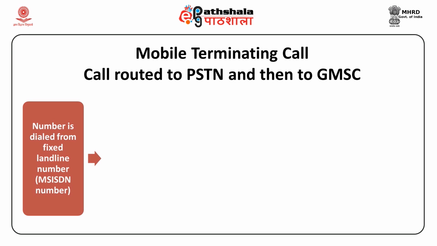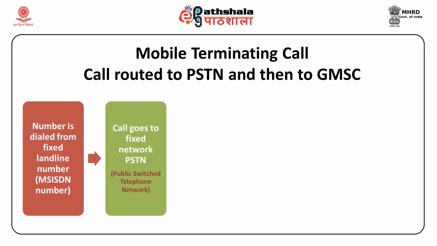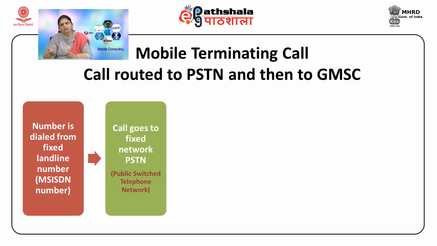Now, since we said that a call has been made from the fixed landline, the PSTN will come into the picture. So, the call will go to the PSTN. The PSTN, looking at the MSISDN number, will identify that this is a number belonging to the GSM network. So, where is the call till now? From the landline phone, the number has been dialed, it has reached the PSTN network, and the PSTN network has identified that this number belongs to the GSM network.